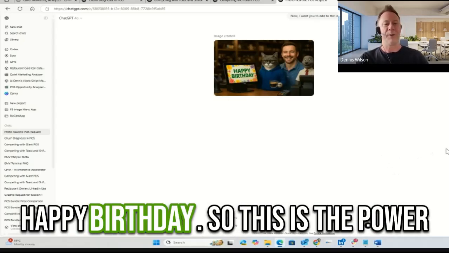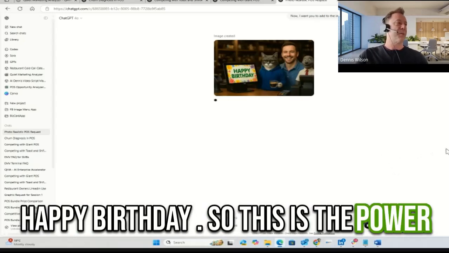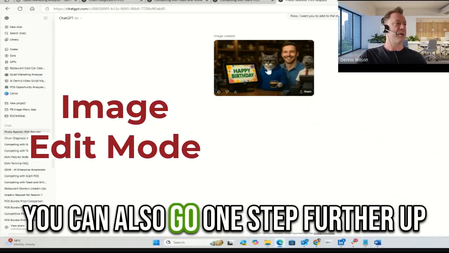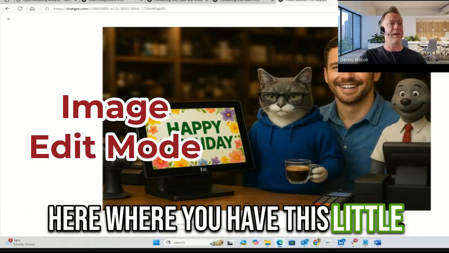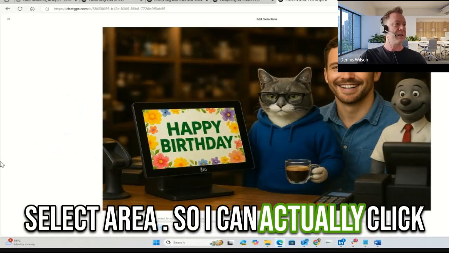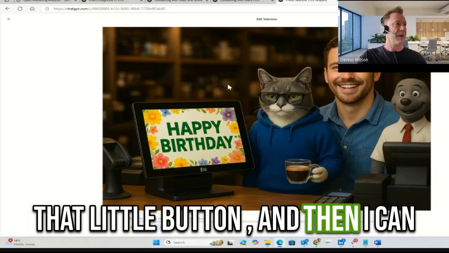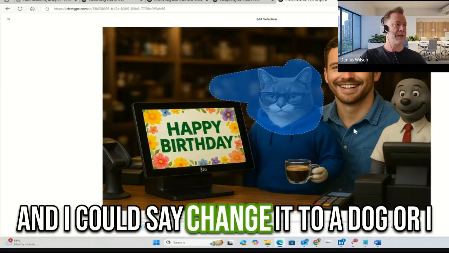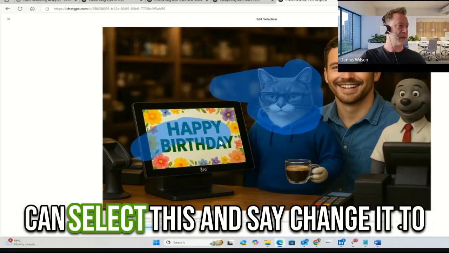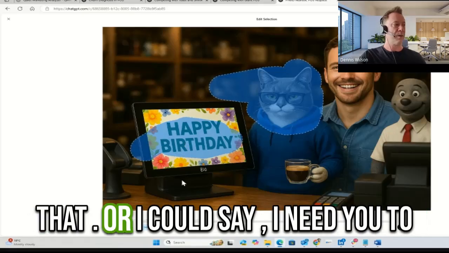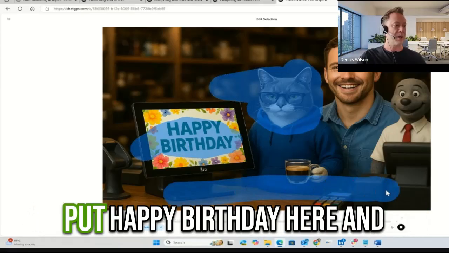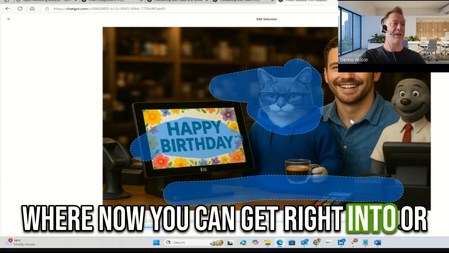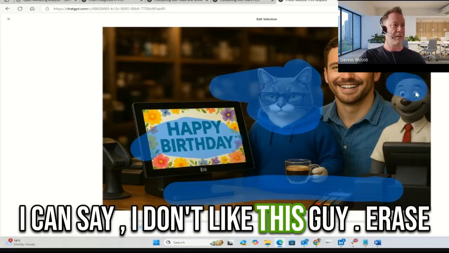Oh, look at that. It's now happy birthday. So this is the power of ChatGPT image generation. And you can also go one step further up here where you have this little select area. I can click that little button and then select a part of the picture. So here, I could say, change it to a dog, or I can select this and say, change it to that. Or I could say, I need you to put happy birthday here and something else there. Or I can say, I don't like this guy, erase him.